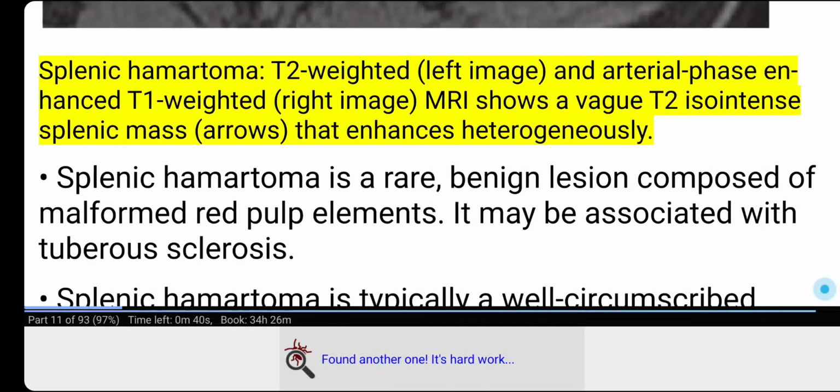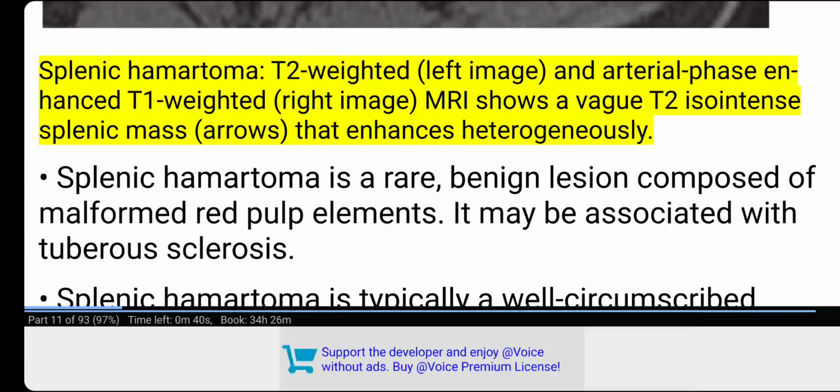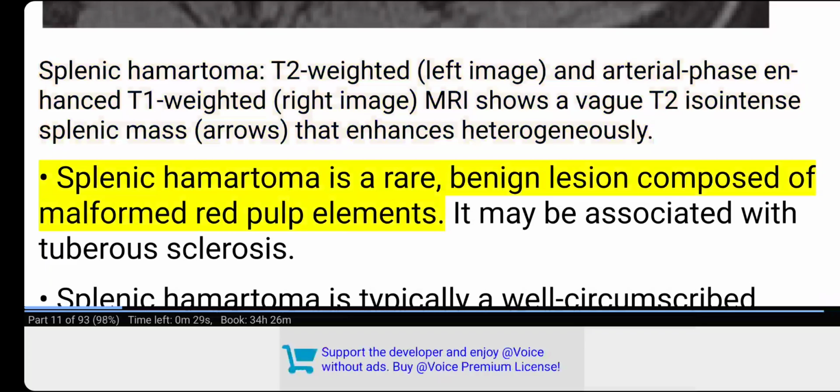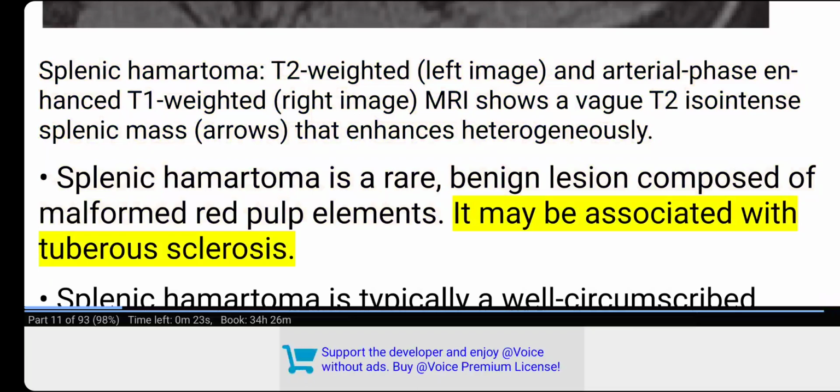Hamartoma. Splenic hamartoma. T2 weighted left image and arterial phase enhanced T1 weighted right image MRI shows a vague T2 isointense splenic mass, arrows, that enhances heterogeneously. Splenic hamartoma is a rare, benign lesion composed of malformed red pulp elements. It may be associated with tuberous sclerosis.